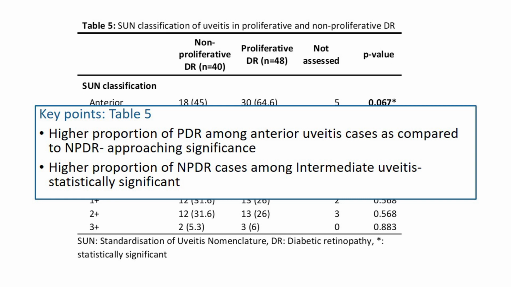On the other hand, among the intermediate uveitis groups, we noted a very high proportion of non-proliferative diabetic retinopathy as compared to PDR. Again, this value was highly statistically significant. Coming to posterior and panuveitis, again, proliferative diabetic retinopathy was noted to be more common. None of these values reached statistical significance, however. Based on the Sun gradings of cell at presentation, we noted an almost similar distribution between both the groups.